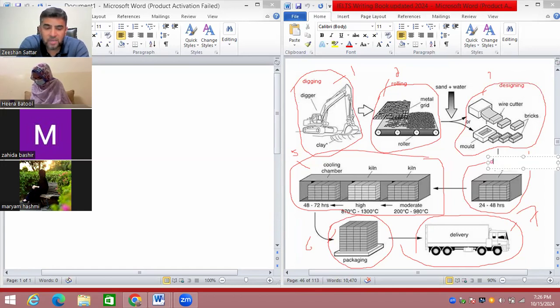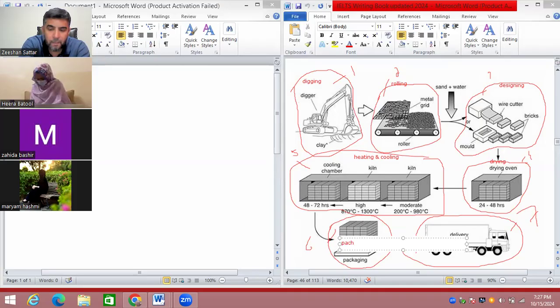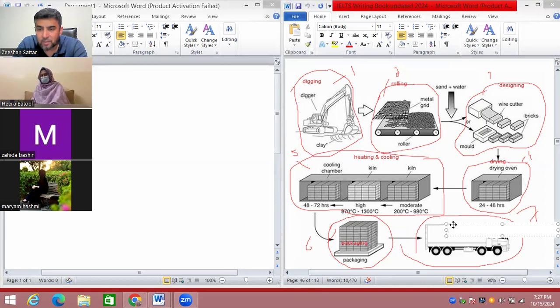So we can name this stage the drying stage. Next, the kiln is here, so bricks are being heated and then cooled. We may name it the heating and cooling stage. The next one is packaging. You see here the packaging is going on, so we name the stage packaging. We can name the last stage delivery.